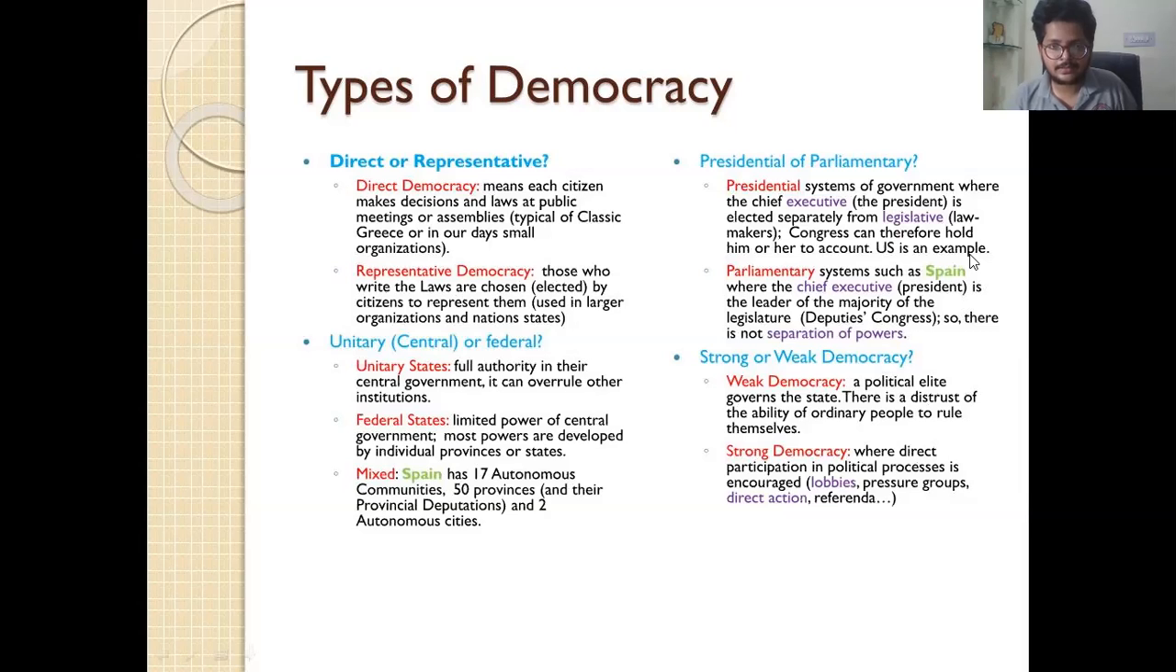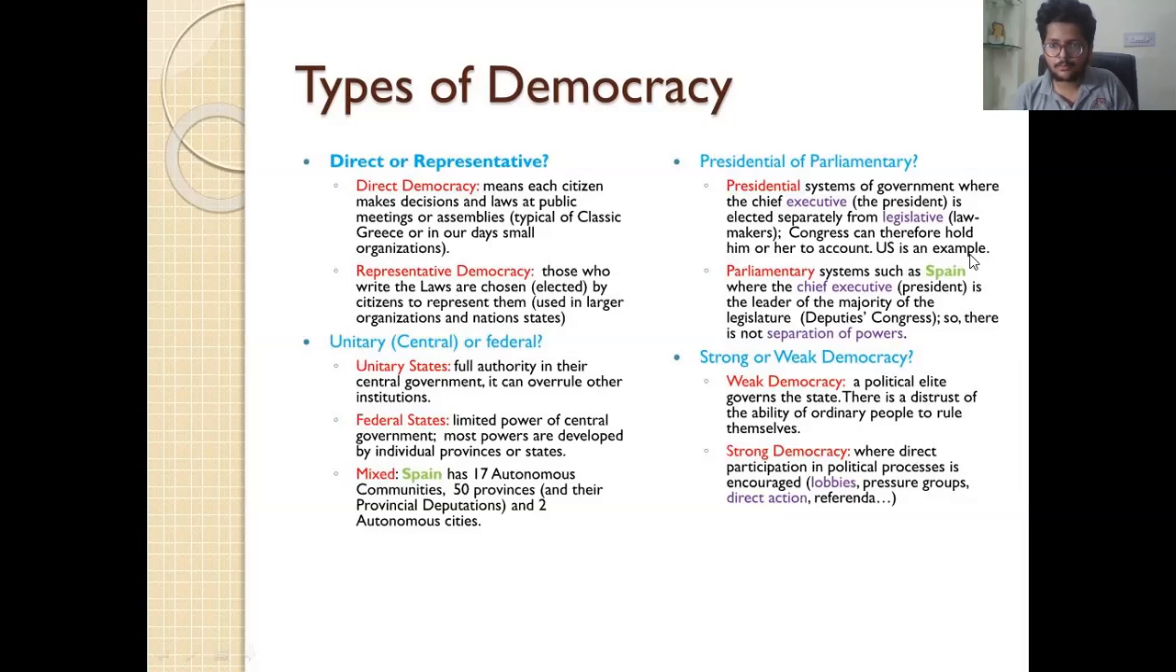The third type is the mixed type of democracy. Like Spain, one more example of Spain. Spain has 17 autonomous communities, 50 provinces, and 2 autonomous cities. It is an example. It has some features of unitary states, and it has some features of a federal state also. Okay.